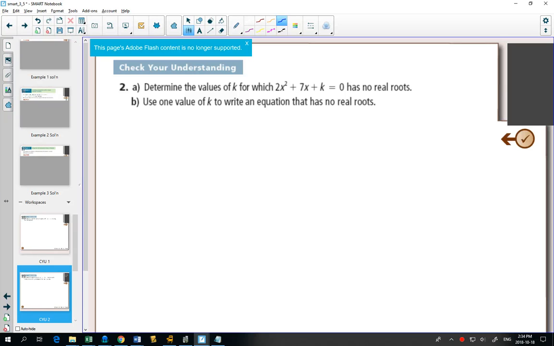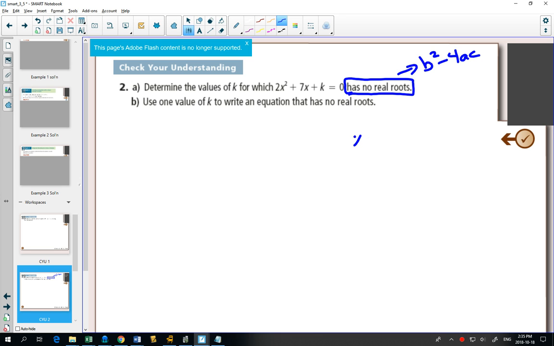Determine the values of k for which 2x squared plus 7x plus k equals 0 has no real roots. This part of the wording of this question is supposed to be the trigger. It's supposed to make you think about the discriminant. Because how many roots we have, remember from yesterday's class, the discriminant is the part of the quadratic formula.